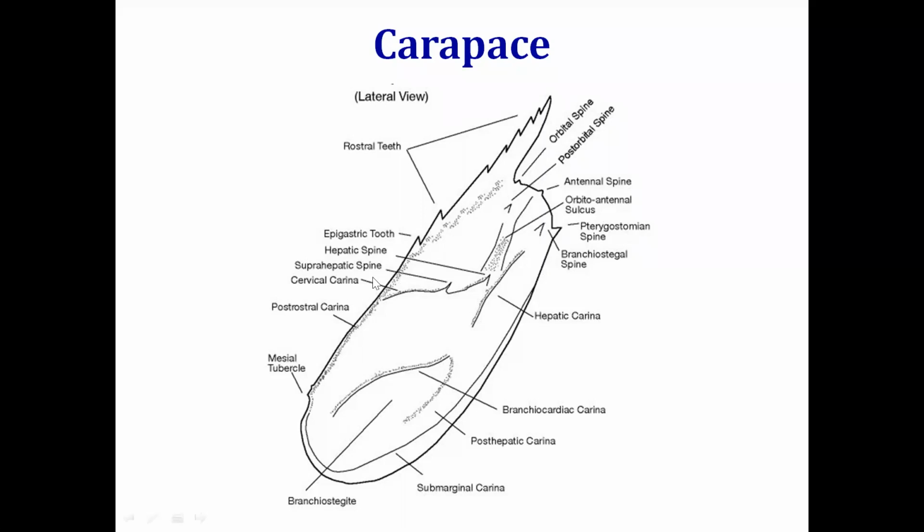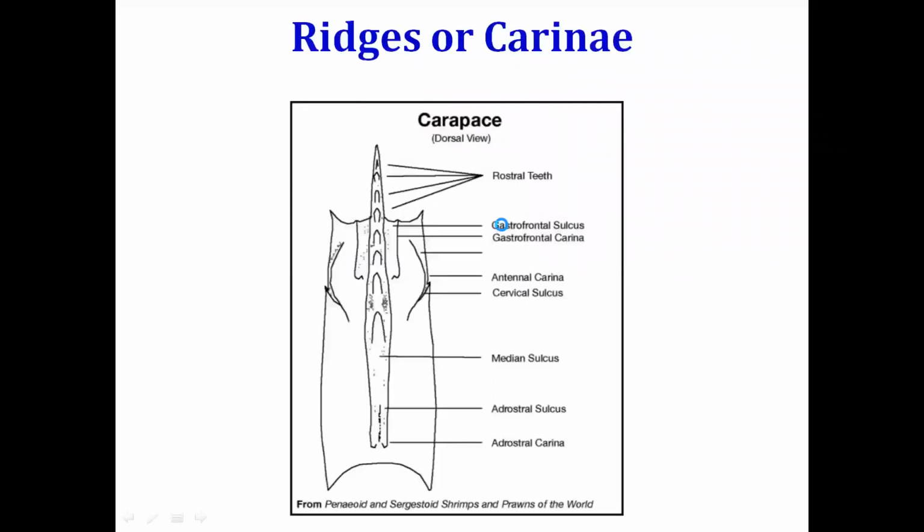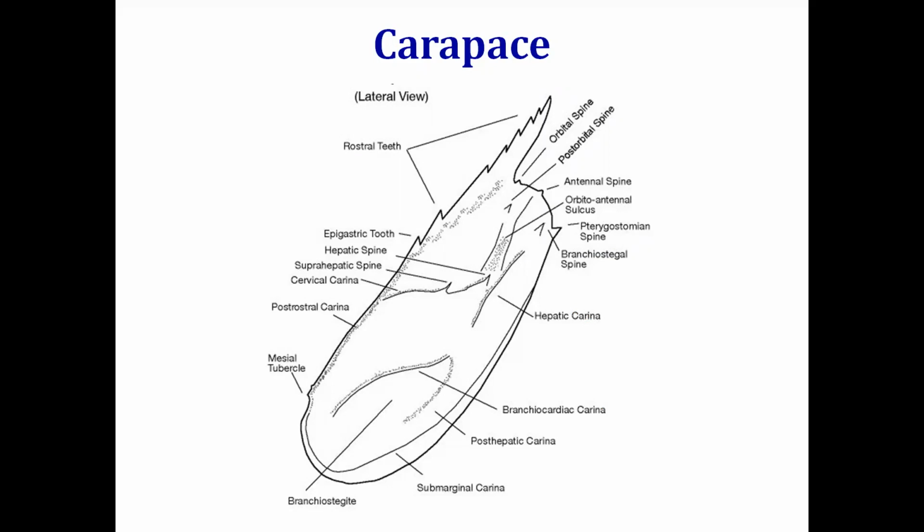So what I'm writing here: cervical carina, postrostral carina, hepatic carina, basically the ridges. The hepatic ridge, the cervical ridge, the postrostral ridge, the branchiocardiac ridge, the posthepatic ridge. Basically how many ridges there are and what their position is, it all has taxonomic value. Then the spines, like thorns: branchiostegal spine, hepatic spine, suprahepatic spine, all these have taxonomic value. So now you know what the carapace is. The carapace is basically a thick plate which covers the cephalothoracic region, and it has several ridges and spines, and those ridges and spines have taxonomic value.